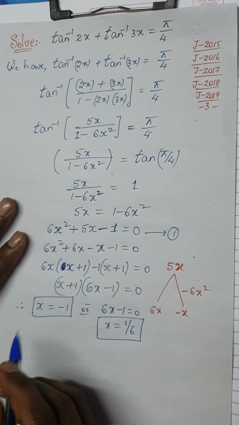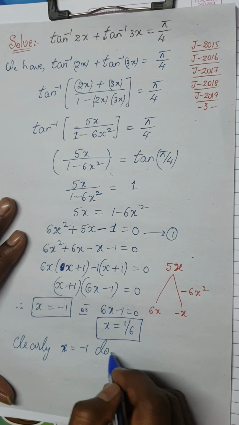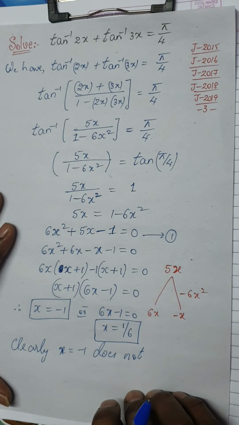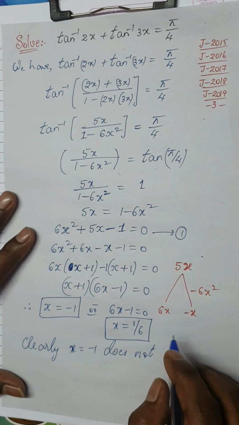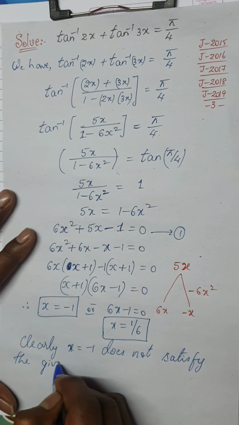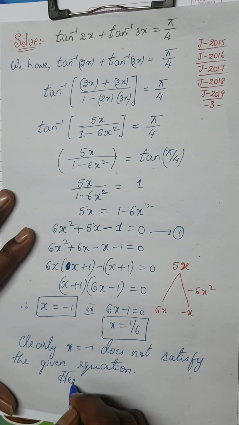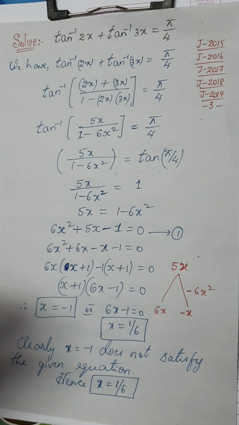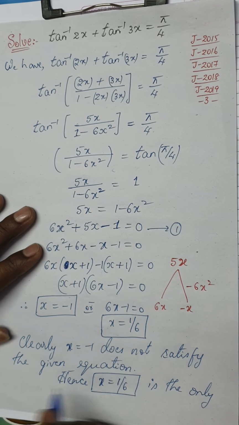Now remember, I have to clearly check whether these values will satisfy the given equation. Clearly you can see here, x is equal to minus 1 does not satisfy the given equation, which is tan inverse of 2x plus tan inverse of 3x is equal to pi by 4. So x is equal to minus 1 does not satisfy the given equation. Hence x is equal to 1 by 6 is the only solution.